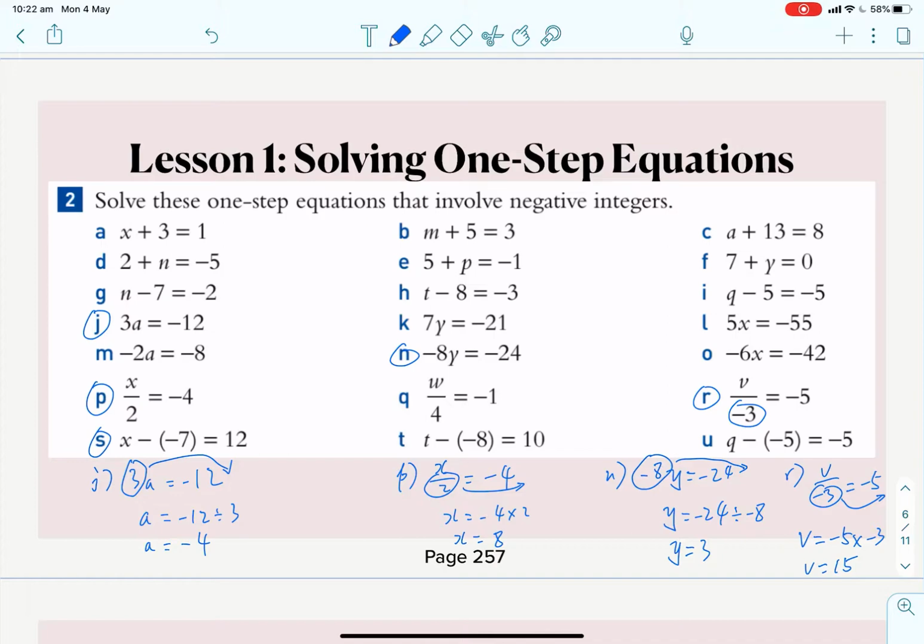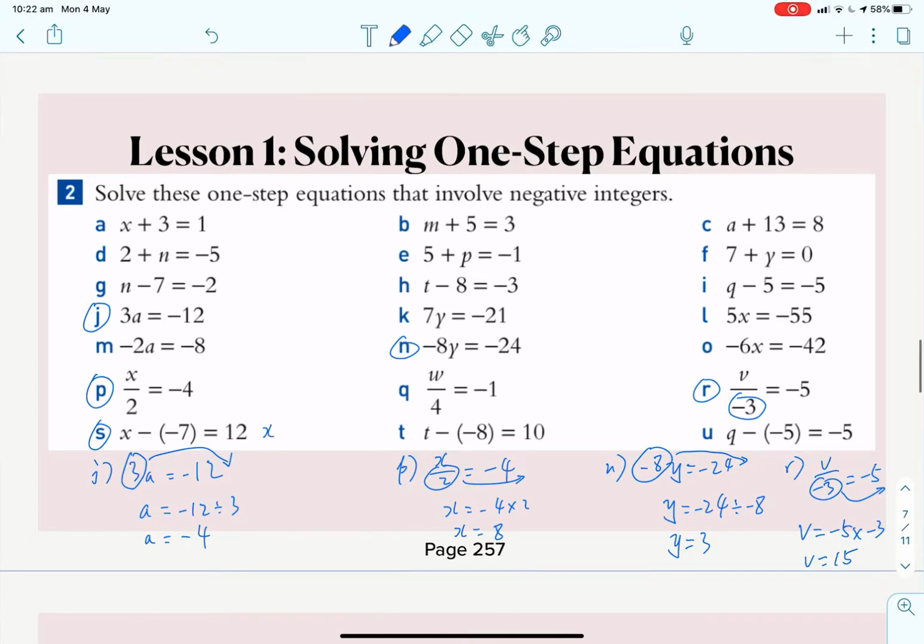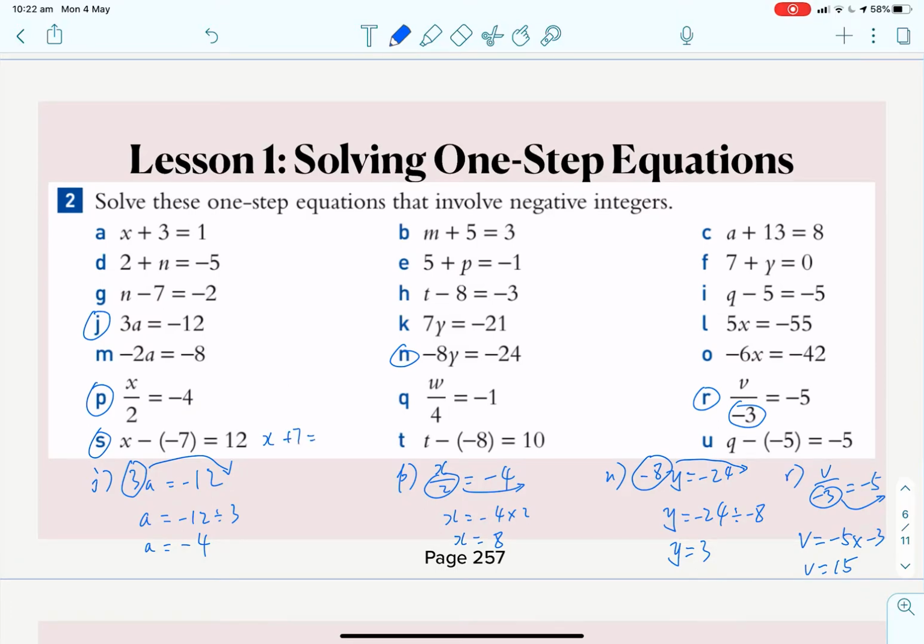Now, I was going to go for S, but you're probably going to go straight to it, oh yeah, let's do that. Move the negative 7 to the outside. Well, you can simplify it first, because if you remember, minus a negative is plus. So it's x plus 7 equals 12. Well, for this one, you can just guess it, but you can also do reverse operation. Opposite of plus 7 is minus 7. x equals 12 minus 7, which is 5. Yeah, that's S, okay?